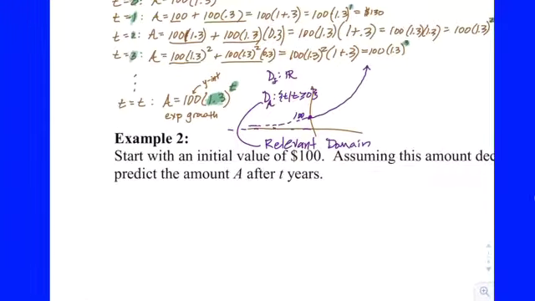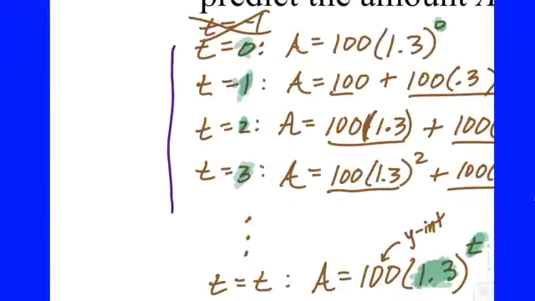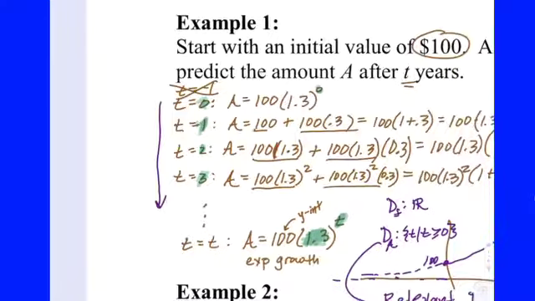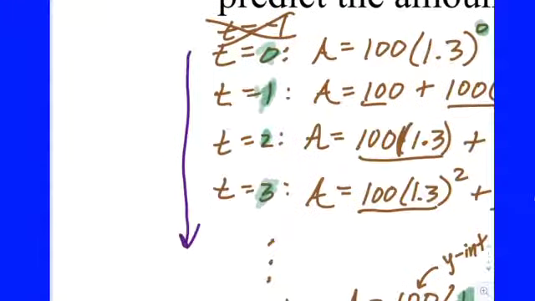I wanted to say one last thing here before we do that. This method here, when we first established the pattern, it required us knowing the previous amount, didn't it? We had to keep taking the previous amount times 30%. This is called a recursive pattern.